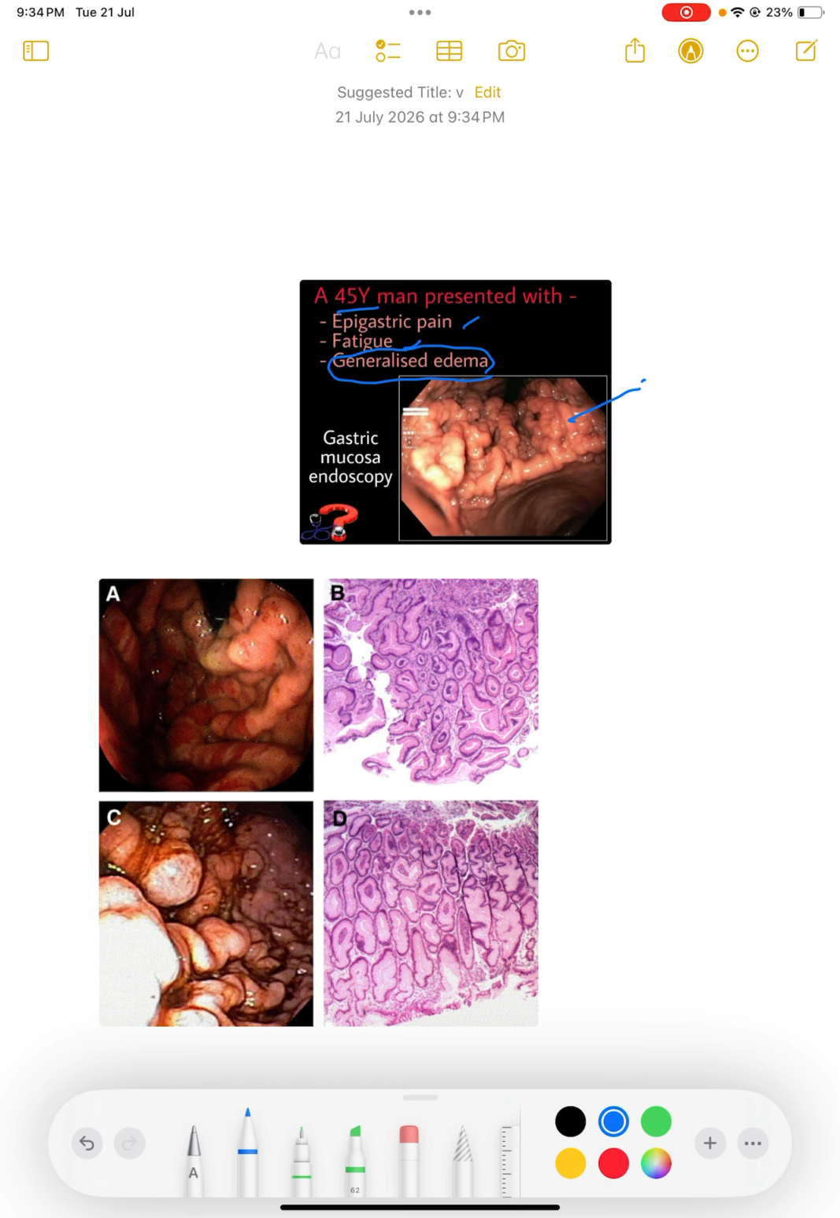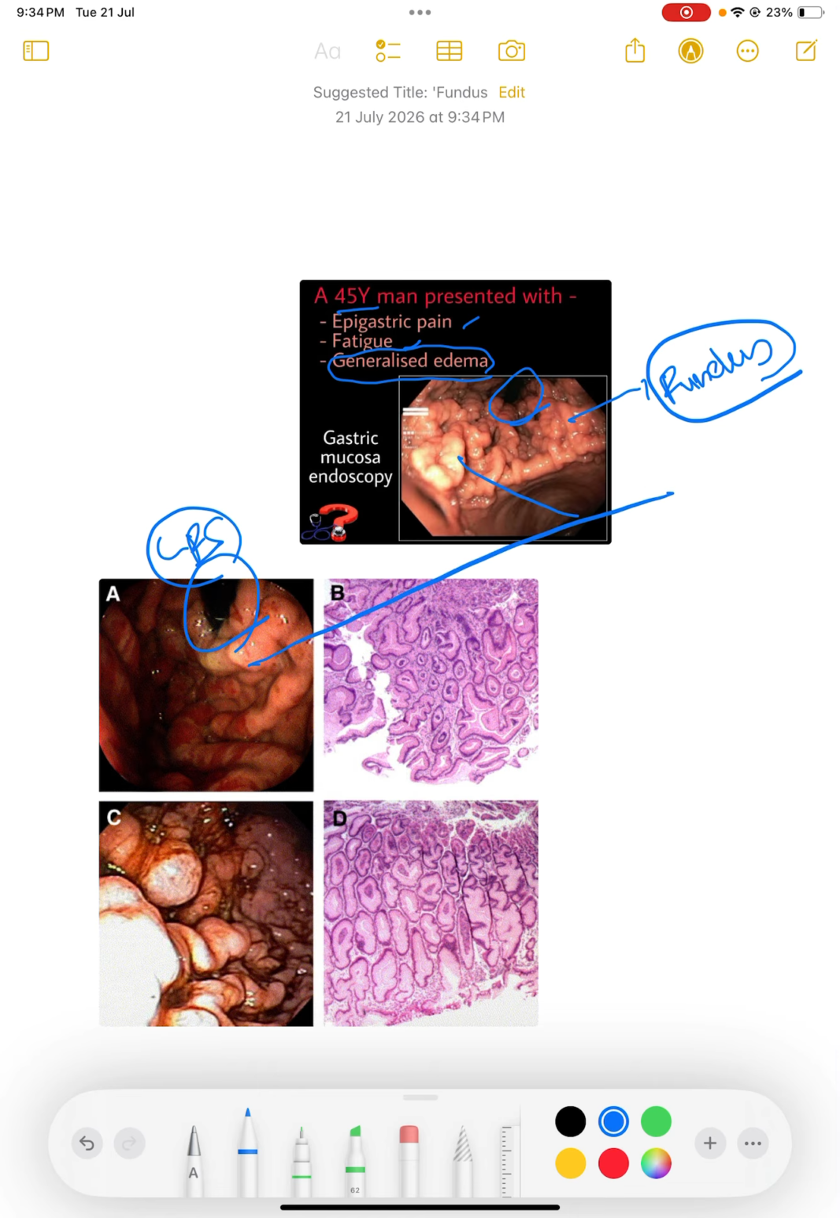You should identify which part is being highlighted here. Here the fundus is shown. How do you tell it is the fundus? You can see the lower esophageal sphincter, and the fundus is usually seen in your J maneuver, right? You can see the scope in the J maneuver, the fundus and the lower esophageal sphincter, and these are the fundal glands.